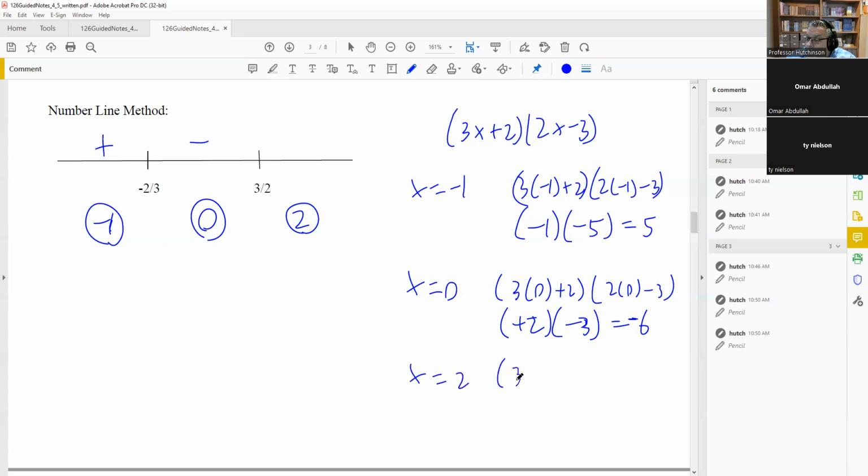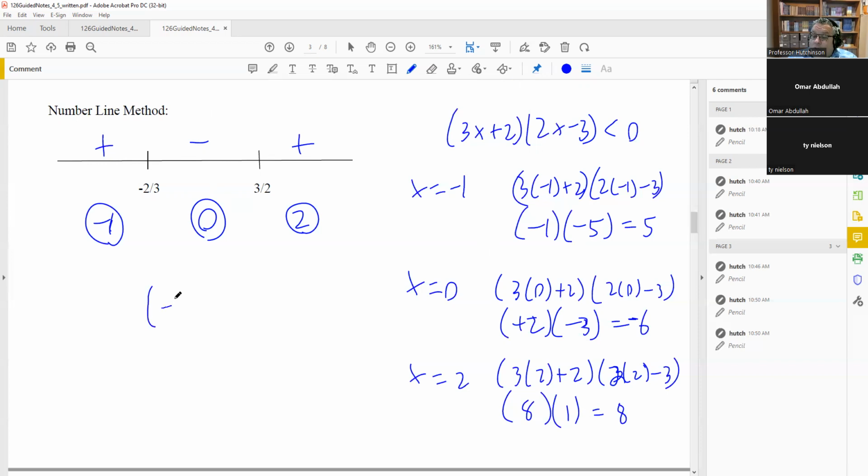When you do x is equal to 2, you get 3 times 2 plus 2, and 2 times 2 minus 3. Okay, so for this one, we get 6 plus 2 is 8, and then we get 4 minus 3 is 1, so we get 8 right there, and that's a positive. Same thing, originally the problem was less than 0, so less than 0 means you look for negatives. So again, you just pick the region that has negatives, -2/3 to 3/2, and that would be your answer there.